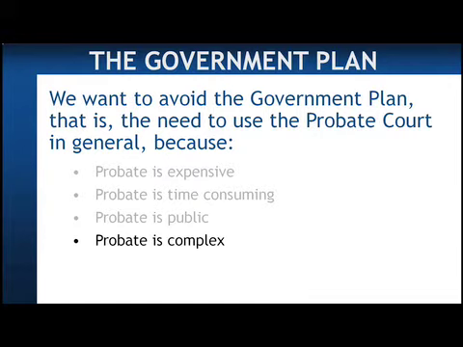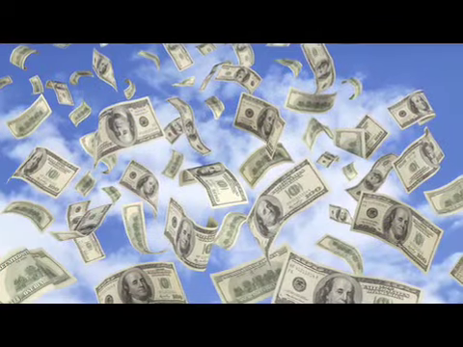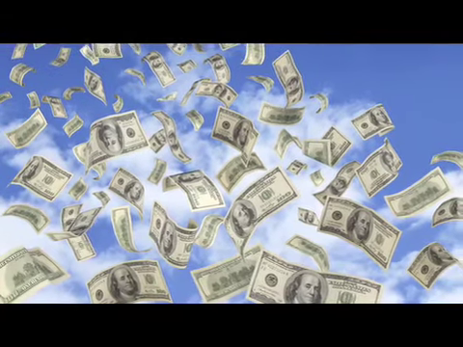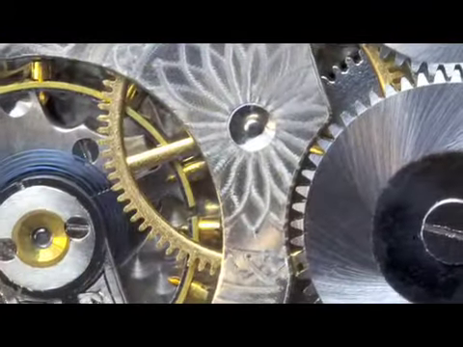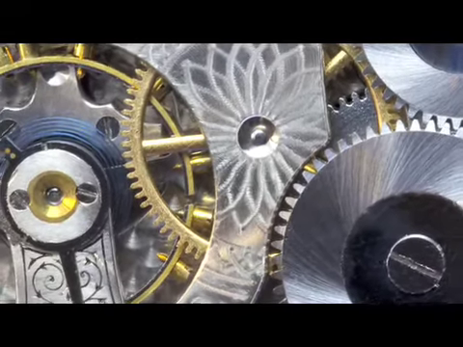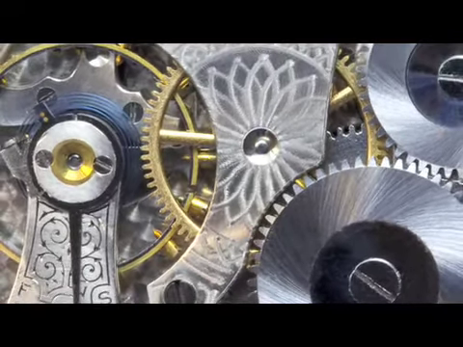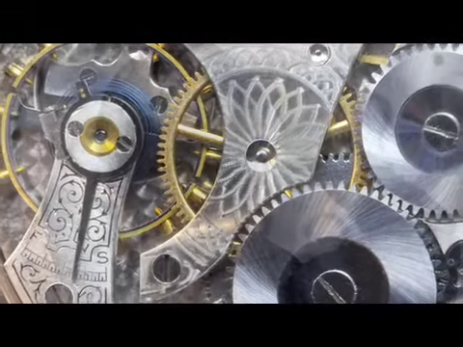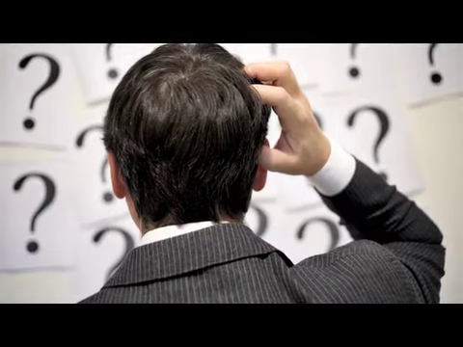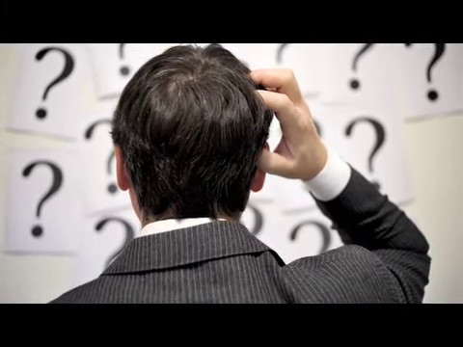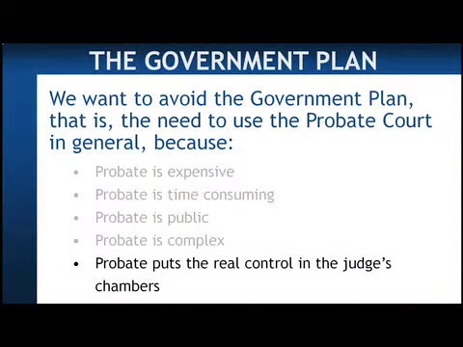Probate is complex. Unfortunately, in our society today, probate is set up to protect everyone involved, and in order to do so, has a level of complexity that must be addressed. This is certainly one of the reasons why the process is so costly. But in addition, the complexities can create a level of aggravation and frustration that should be avoided if possible. Probate puts the real control in the judge's chambers. It should be self-evident that any process that is placed in the hands of someone beyond your control should be avoided if possible. The probate process cannot guarantee that your intentions will be met or enforced.